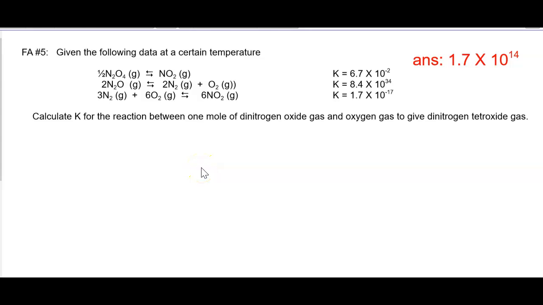Okay, now try FA. So go back to your FA worksheet and try number 5. See if you can get this answer of 1.7 to the 14th. Remember, you're going to make this A, B, and C, and we need to write an expression for this one first. I will help you with that.